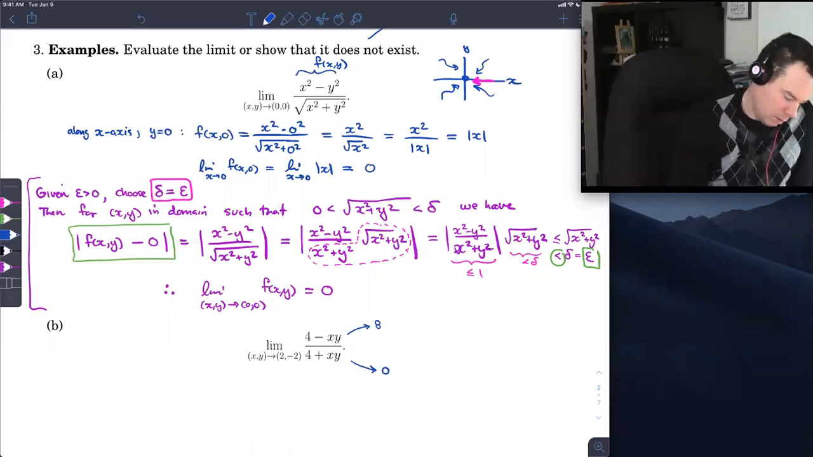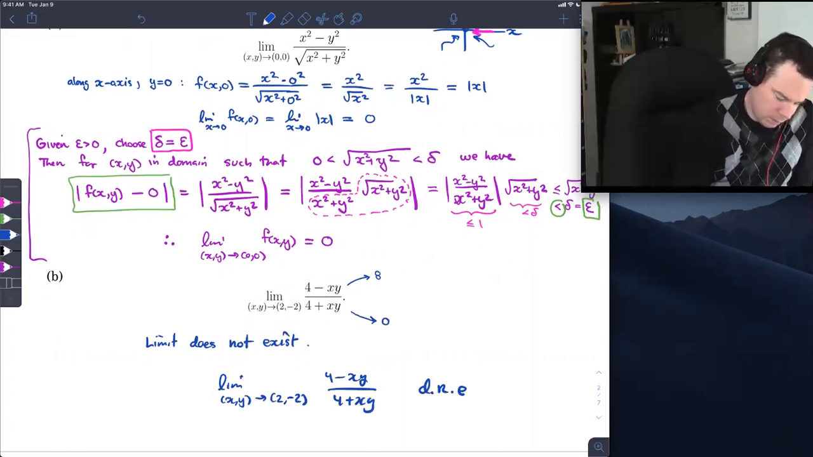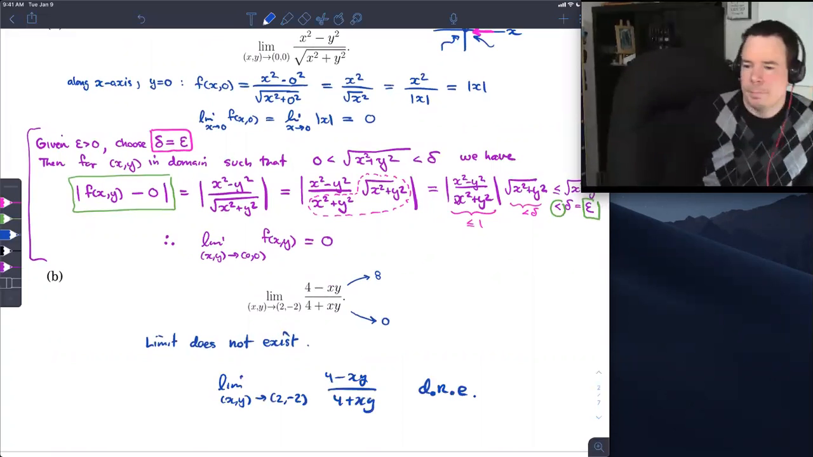So this, we would get that the limit does not exist. And so we could write the limit as (x,y) goes to (2, -2) of (4 - xy)/(4 + xy) does not exist. That's sort of a common way to write it.